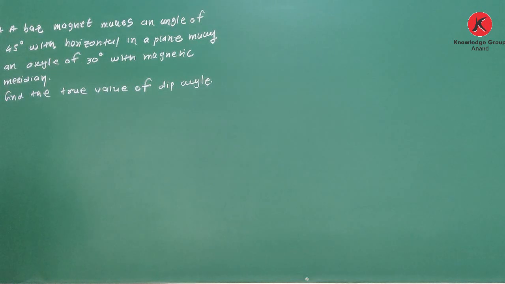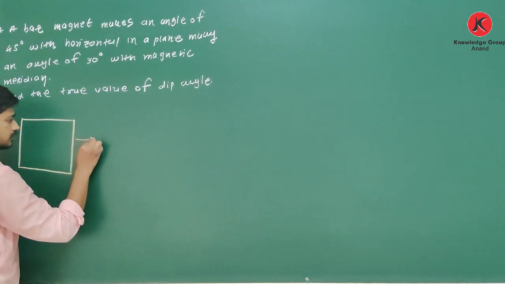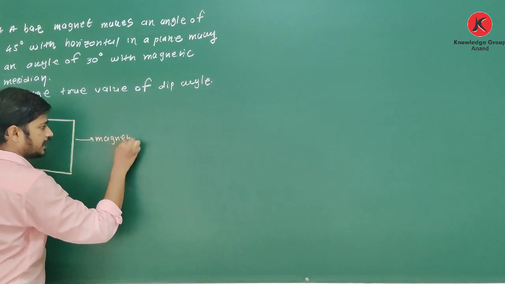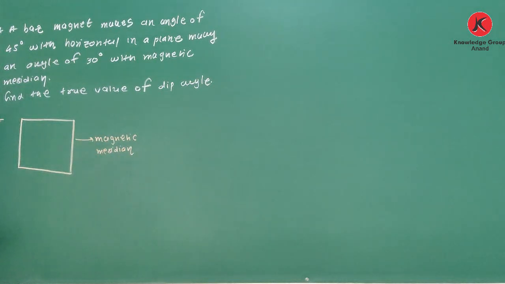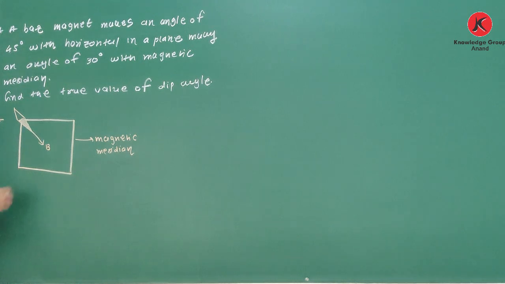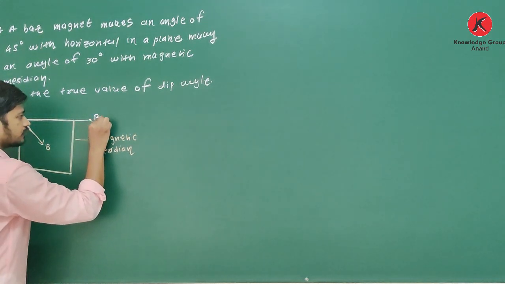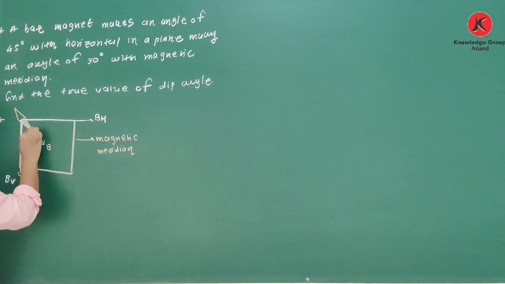We know that this is the magnetic meridian. If the needle is aligned like this, it means the magnetic field of Earth is in this direction. Then it has 2 components: one is BH, and one is BV. And this angle with horizontal is phi.